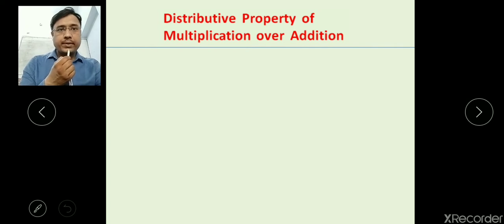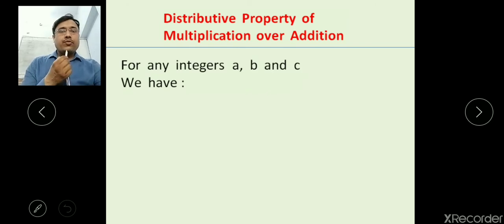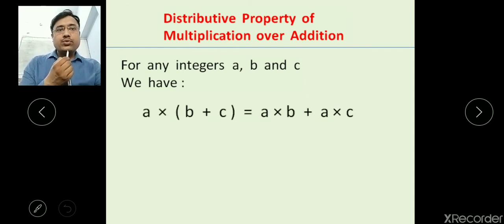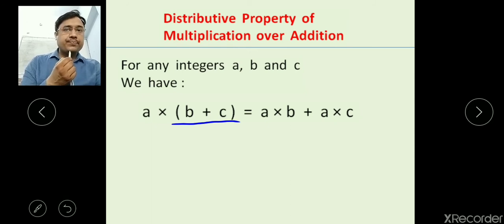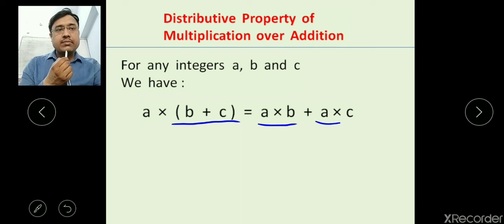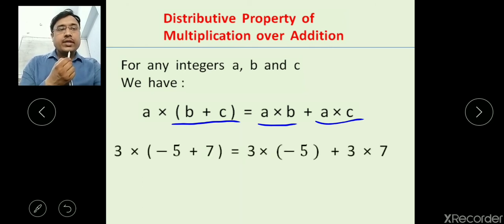So you can see the first property is distributive property of multiplication over addition. How can we define this? For any integers a, b and c, we have a into (b plus c). Here b plus c is inside the bracket. Now a is distributed among b and c. That means a is multiplying both the terms b and c separately, and the middle sign is plus, so here also you will include the plus sign.